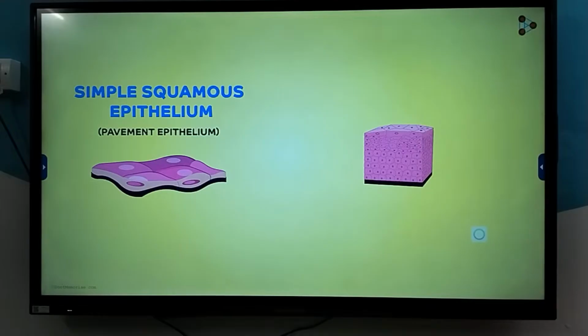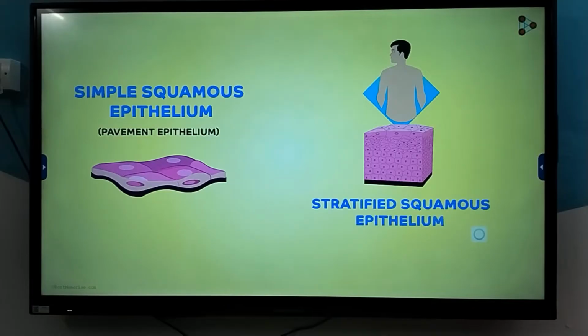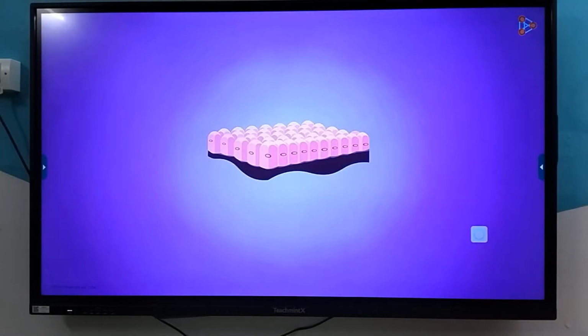So several layers, one above the other, form the outermost layer of skin, which we refer to as the stratified squamous epithelium. Because of multiple layers, the stratified squamous epithelium prevents wear and tear of the upper surface of the skin. Now the next type in our list is the one where we have tall, pillar-like structures.